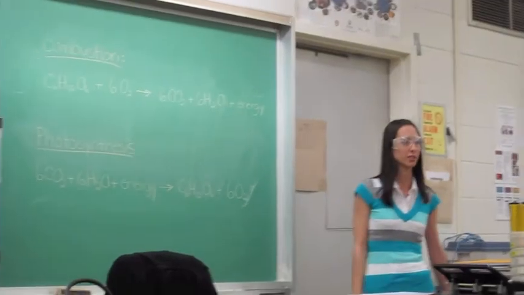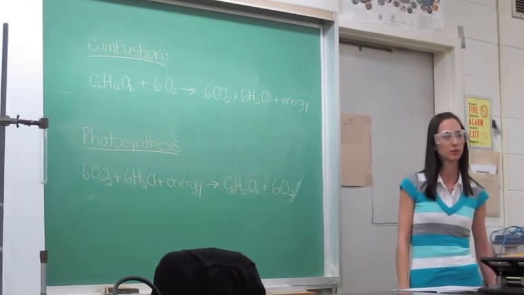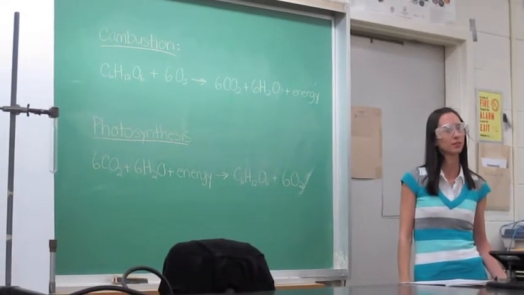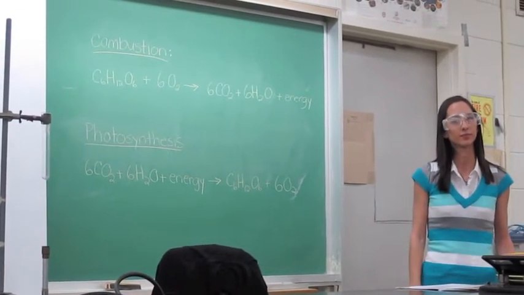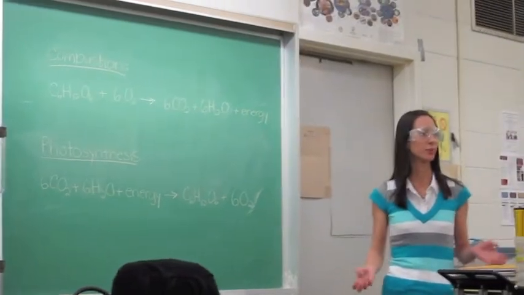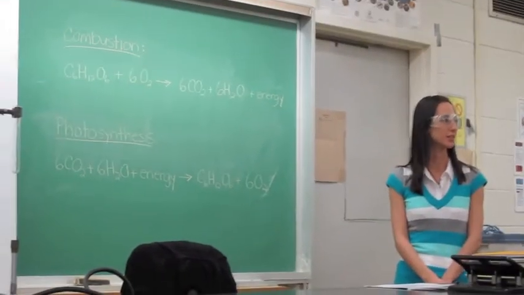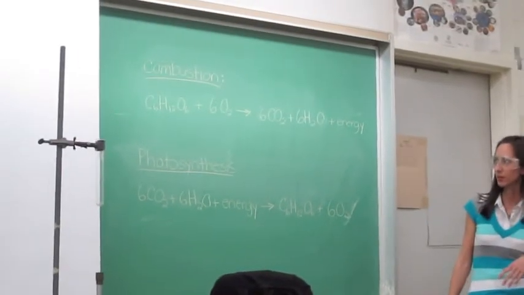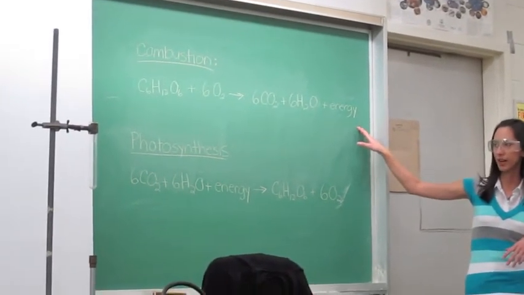What form of energy is released during a combustion reaction? Thermal. Okay, so when you're burning a fire, what kind of things do you see? Heat and light. Perfect. Beautiful. You got it. So this is the general formula for the combustion reaction.